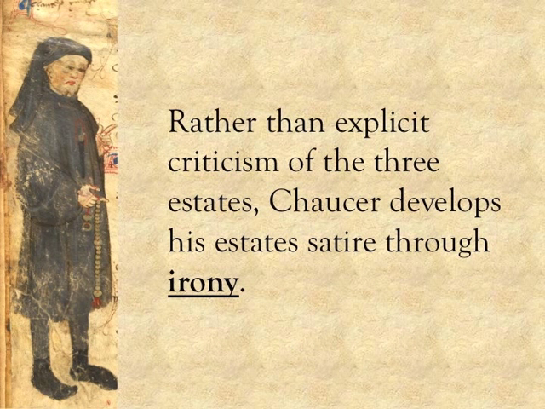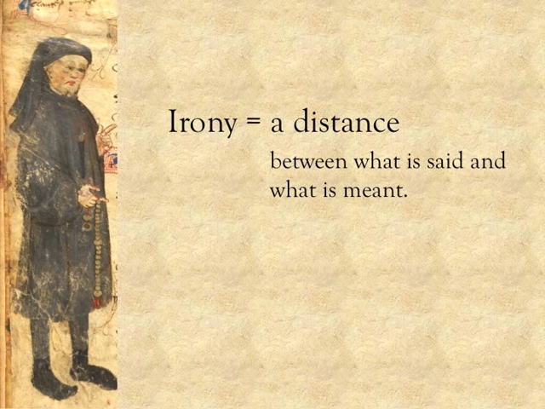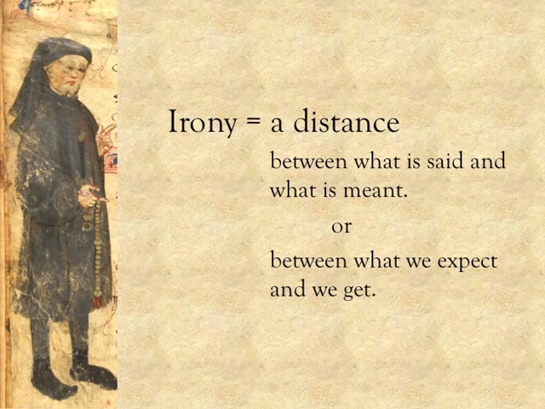And as a review, I'm sure most of you are familiar with the term irony, but just in case you've forgotten specifically what it means, irony in literature always has to do with some kind of distance. In this case, a distance between what is said and what is meant. You can think of sarcasm, for example, as a form of irony. But I don't think Chaucer's being sarcastic in the General Prologue, though he is being ironic. And the way he manages that irony is actually one of the most interesting aspects of the General Prologue.